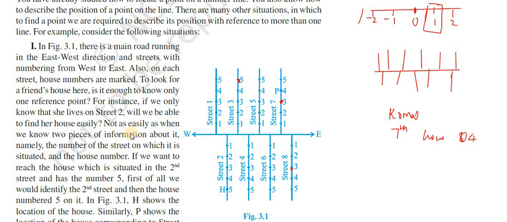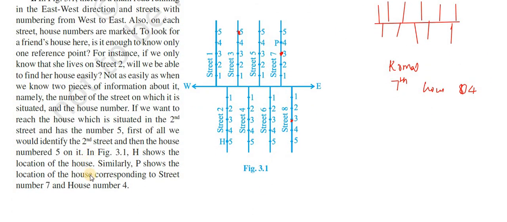Okay. So now it is not as easy, but when we know two pieces of information about it, namely the number of the street on which it is situated and the house number. If you want to reach the house which is situated in the second street and has the number 5, first of all we would identify the second street and then the house number 5 on it. In figure 3.1, H shows the location of the house. Similarly, P shows the location of the house corresponding to street number 7 and house number 4. Okay.